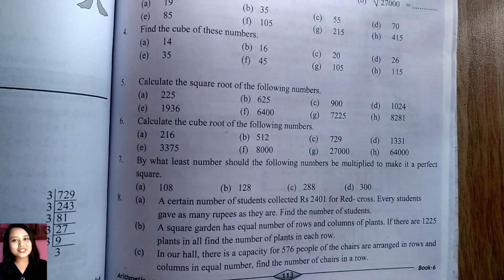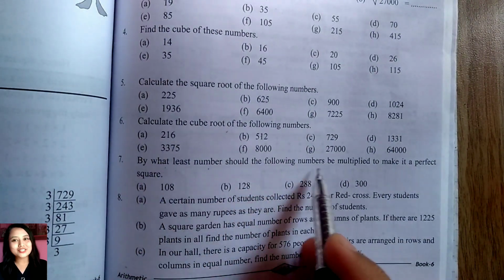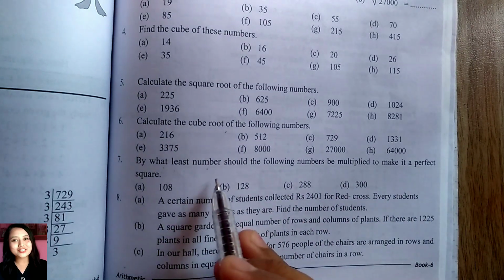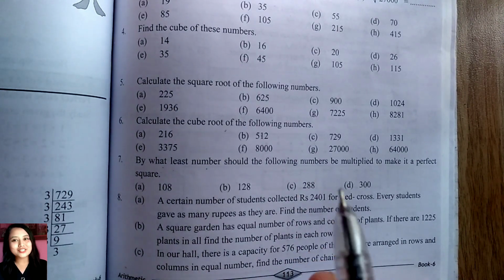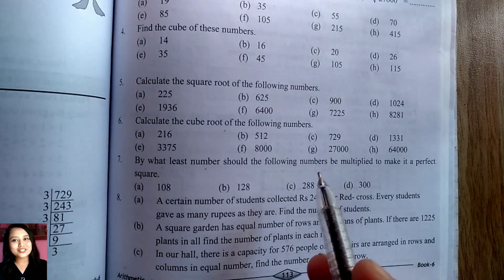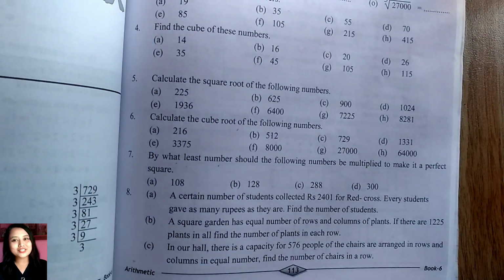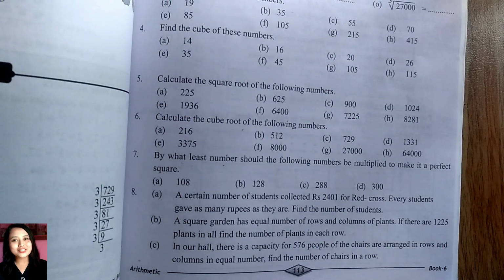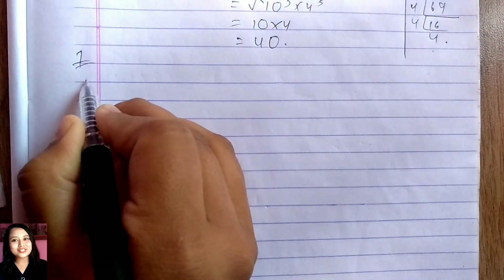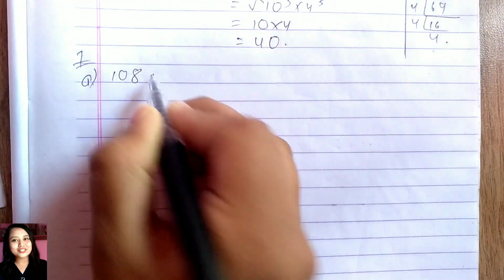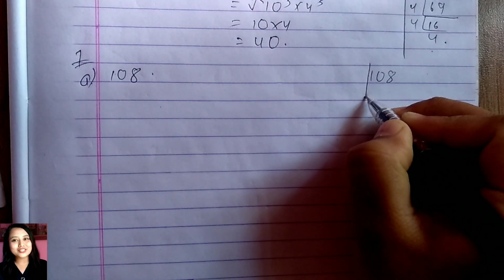Okay, here you can see question number 7 is a bit different. By what least number should the following numbers be multiplied to make them a perfect square? So for being a perfect square, as I've said, you have to multiply with the same number. Okay, so here in question number 7A, 108 is given. So let's try to find out the perfect square of it. Let's first find out the factors of 108 by using the prime factorization method.